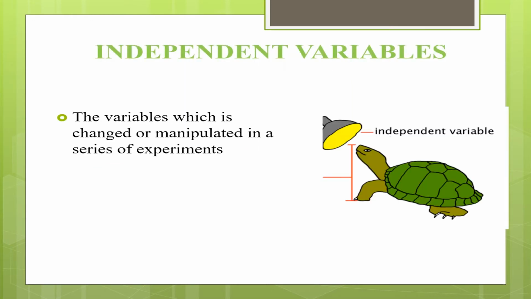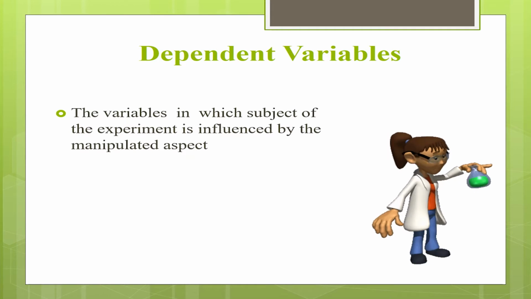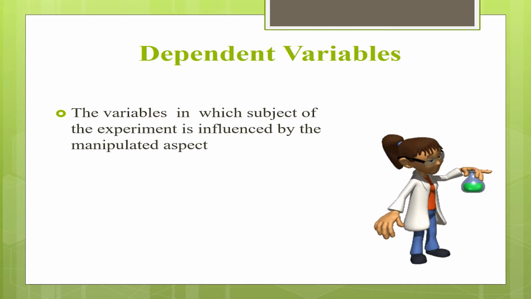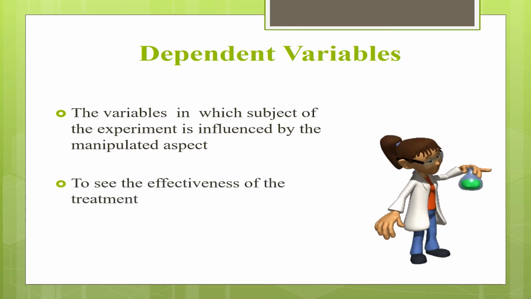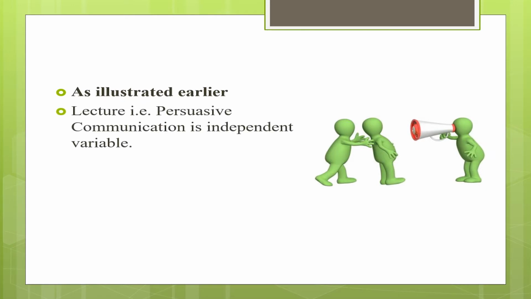An independent variable is the variable that is changed or manipulated in a series of experiments. This type of variable has an impact on the dependent variable. The dependent variable is the aspect or the subject of an experiment that is influenced by the manipulated aspect and outcome measured to see the effectiveness of the treatment. In the previous example, persuasive communication in the form of a lecture will be considered as the independent variable.